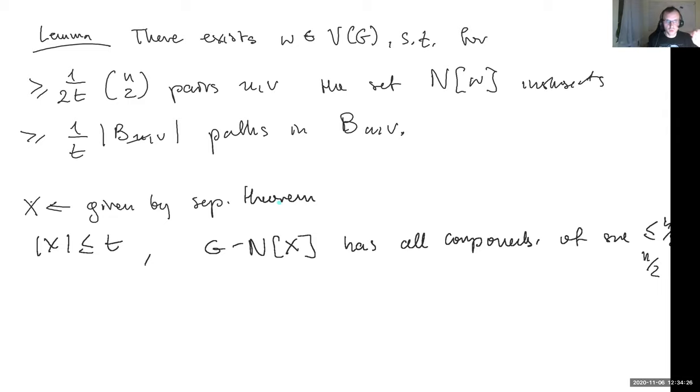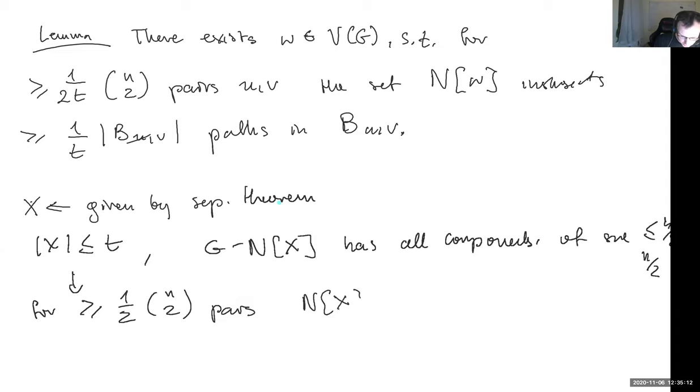So when you do the counting, I'm not going to show it because it's not that interesting, it shows that if all components are small, it means that many buckets are empty. Because when I take a vertex from one component and the other vertex from the other component, their bucket is empty. And since components are small, many buckets are empty. Okay, but X is small. So this means that for at least one half of these pairs, the neighborhood of X intersects all paths in BUV.